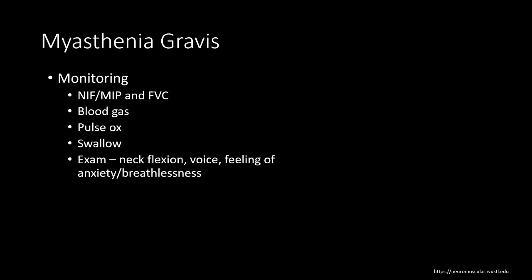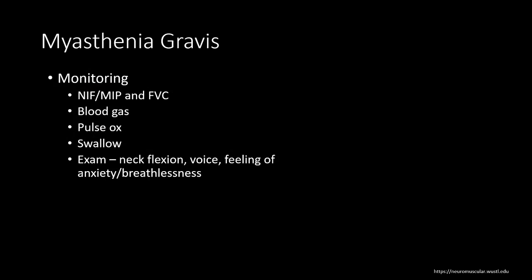If patients do come in with crisis, similar principles to what we talked about in patients with Guillain-Barre Syndrome apply. These patients with neuromuscular weakness can have a different look to them than typical patients with impending respiratory failure. And so monitoring your NIF or MIP and FVC are important. You can also watch blood gases, pulse ox, and monitor their swallowing. On exam, neck flexion probably correlates reasonably well with other bulbar function and respiratory weakness.